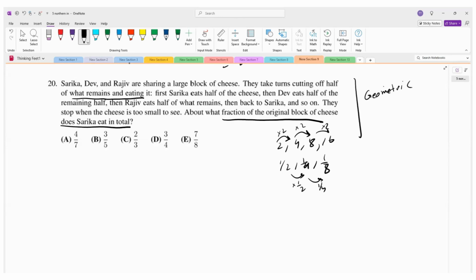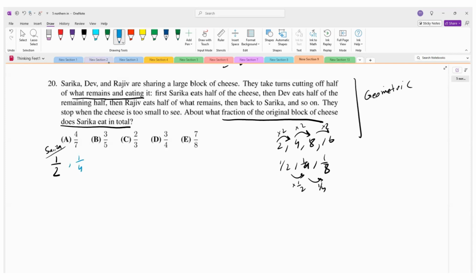So essentially then our task becomes relatively simple. We just figure out how much Sarika is eating, develop that pattern. Hopefully it's a geometric pattern, and then we figure the solution out, right? So let's look at that. So Sarika first eats half. I'm going to write Sarika's share in black and use a different color for the other two. And then Dave eats half of the remaining.